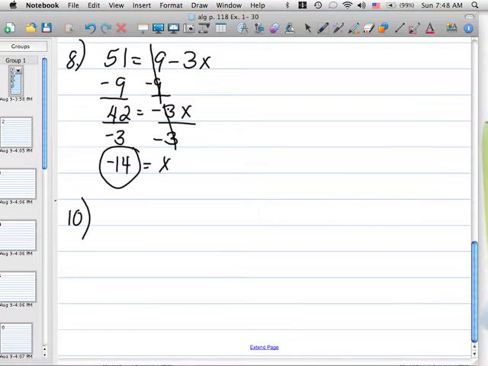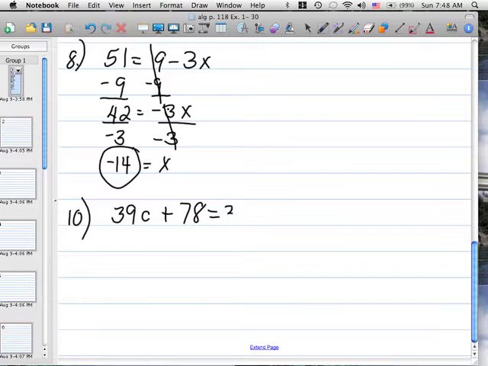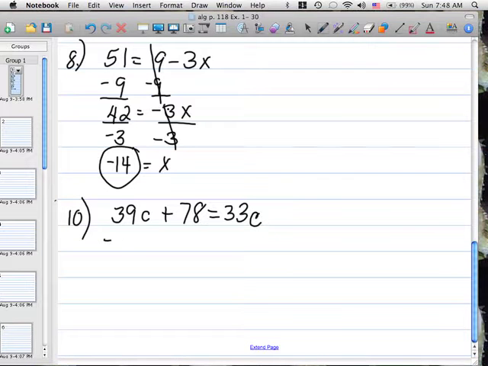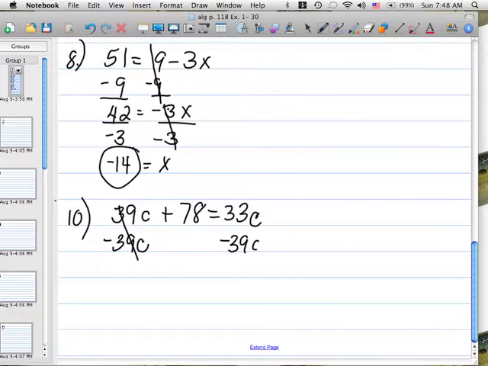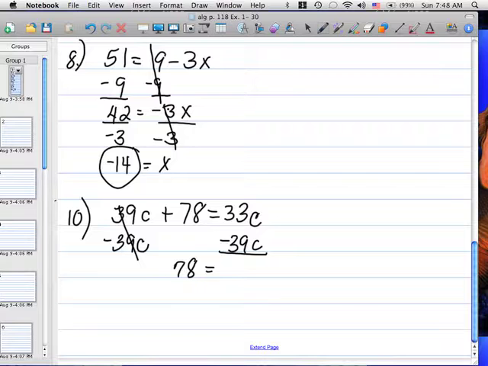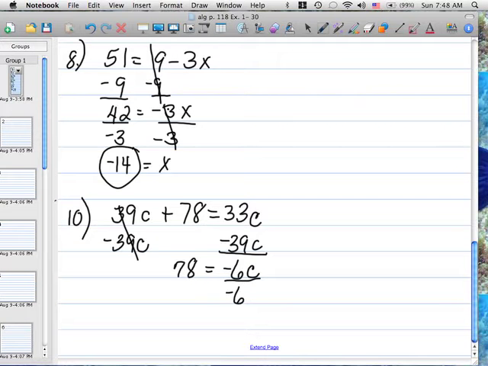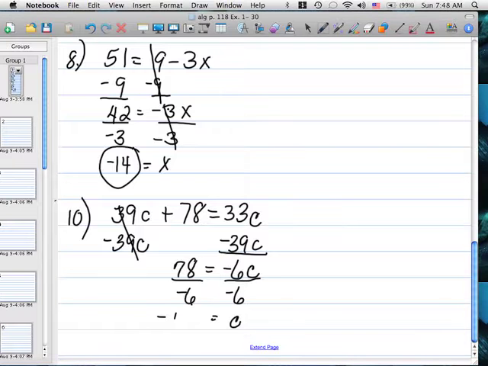Problem number 10, 39c plus 78 equals 33c. The 33c is by itself, so we want to move the 39c out of the left. The opposite of adding 39c is subtracting 39c. So we get 78 equals 33 and a negative 39 is negative 6c. Solving for c, divide both sides by negative 6. And we have c equals negative 13.